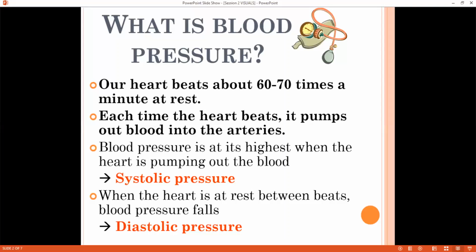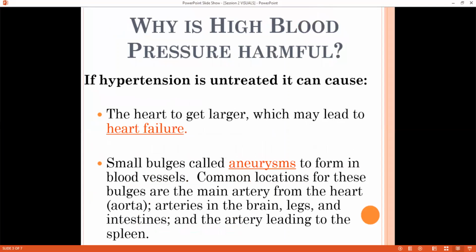All right, if you turn to page 5 in your workbooks, it should be titled Why is High Blood Pressure Harmful? Just fill in the blanks as I continue. High blood pressure can cause the heart to get larger, which may lead to heart failure. It can also cause small bulges called aneurysms to form in blood vessels. Usually these occur in the aorta, the brain, legs, intestines, and the artery leading to the spleen.